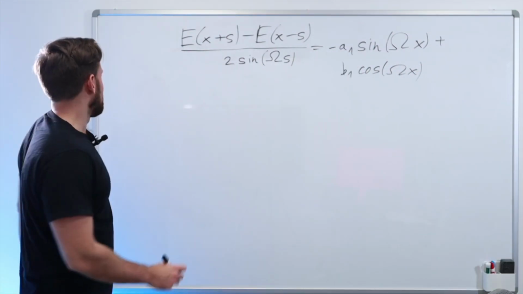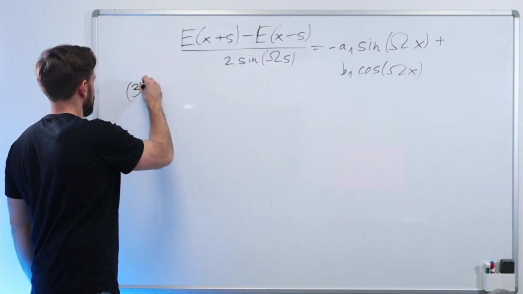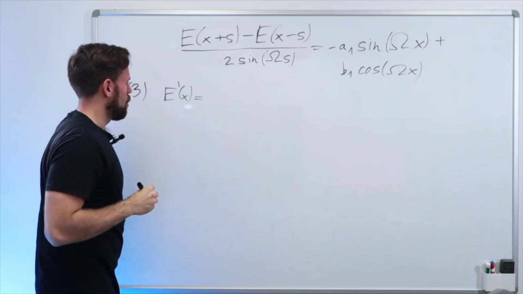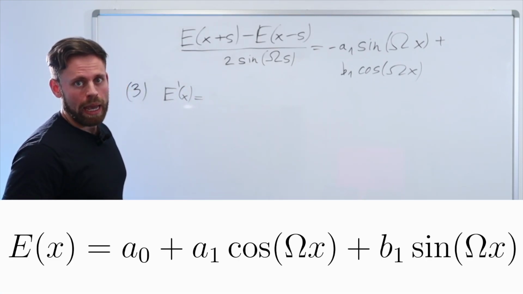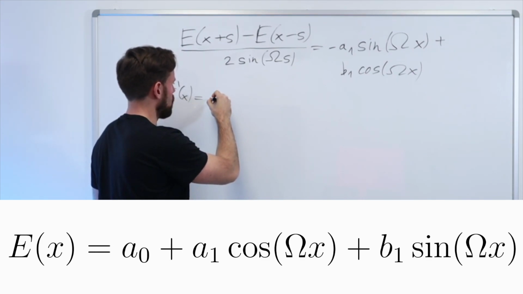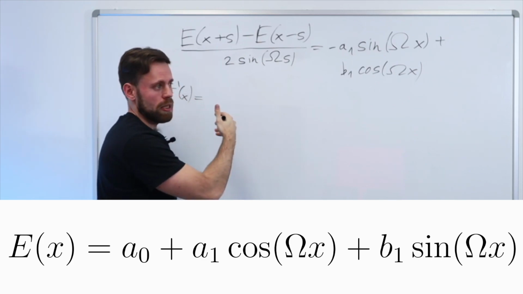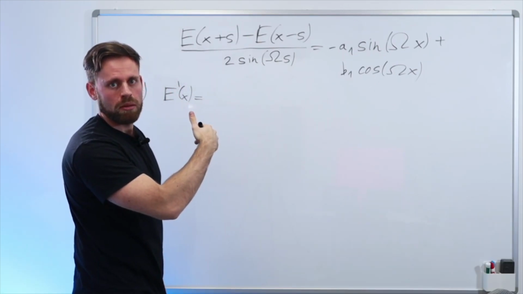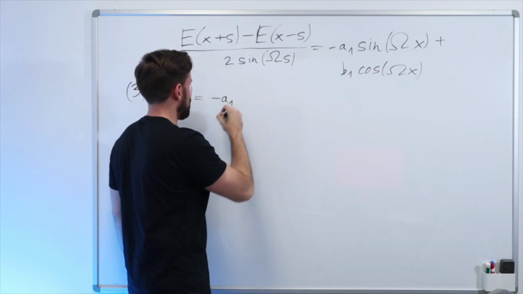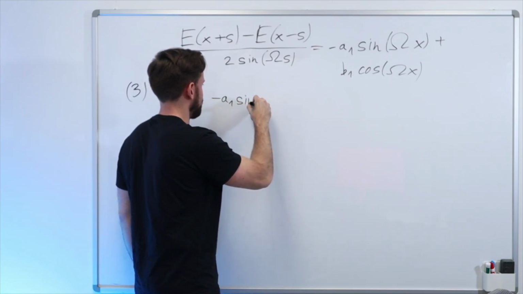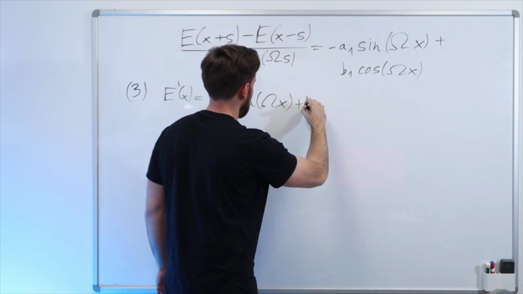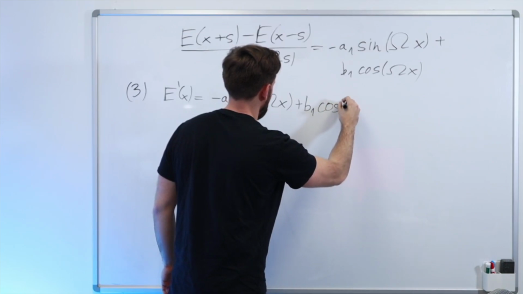At this point, let's consider the third equation, which is going to be the derivative of Ex. Well, looking at the form of Ex that you can see on the screen right now, we can perform the derivation, compute the gradient just naively. The derivative of cosine is going to be minus sine, and the derivative of sine is going to be cosine. So what we obtain is going to be minus a1 times sine omega x plus b1 cosine omega x.